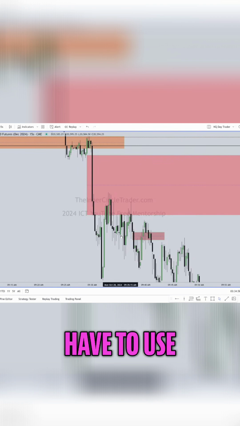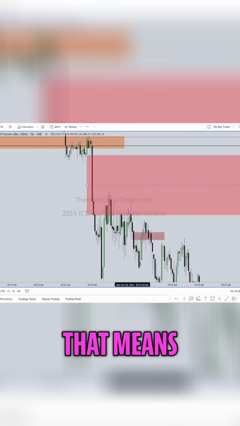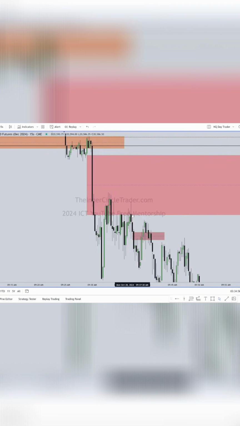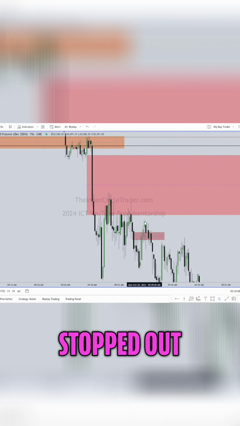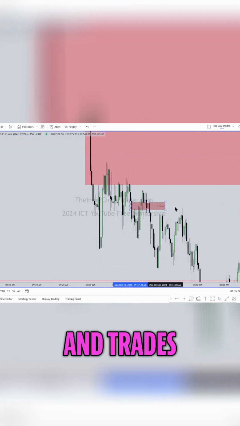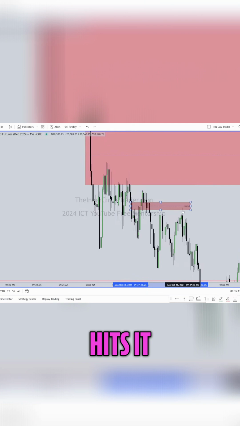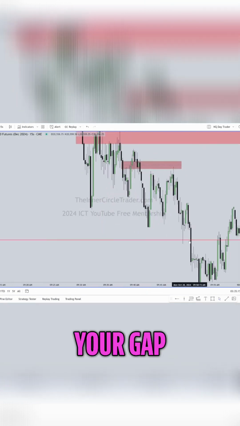So that means you have to use the maximum, which is the candlestick number one. It's high, and that would be here, plus one tick. That means you're inside of that shaded pink area. You're not getting stopped out here, Caleb, and you roll back underneath it, and then it comes back up and trades back to that fair value gap again. It hits it, breaks lower, comes down, and there's your gap.